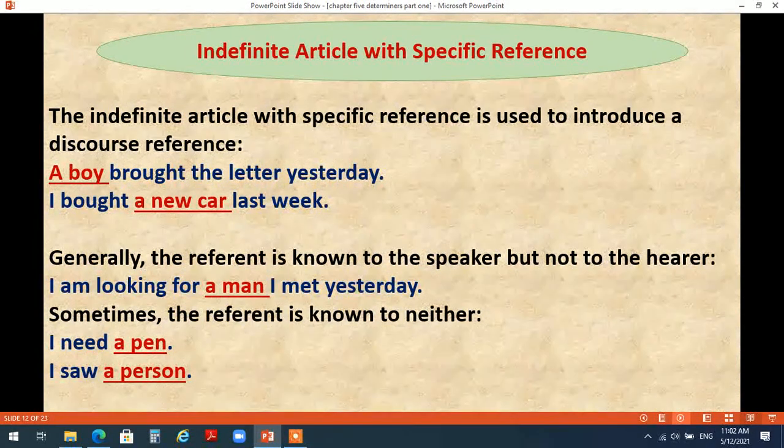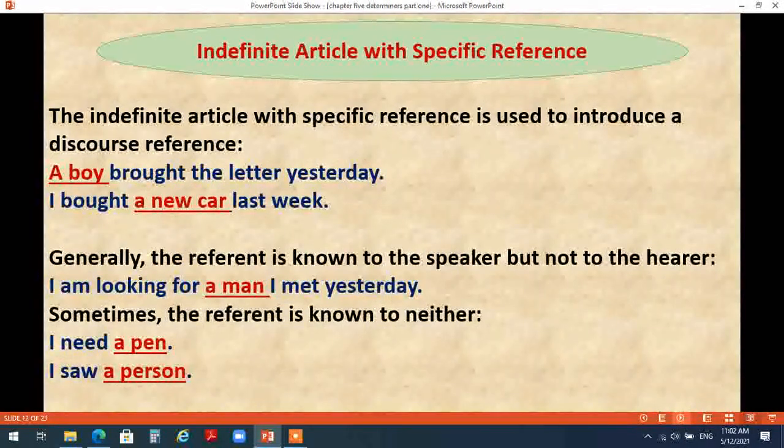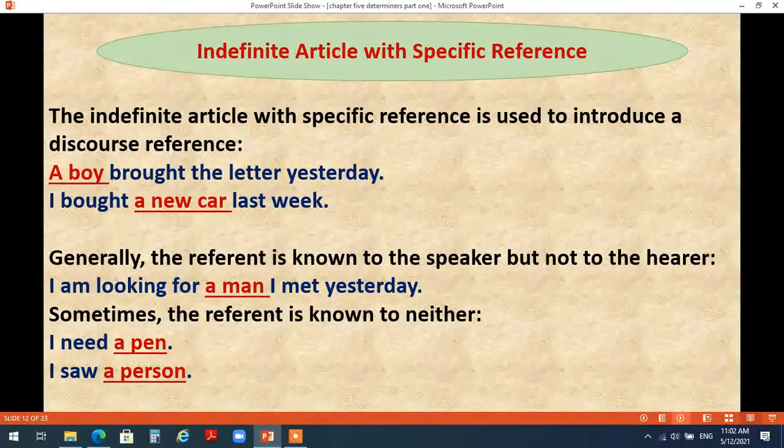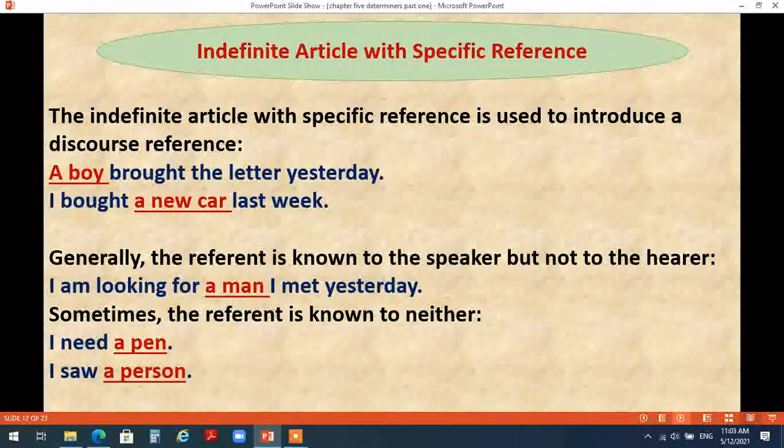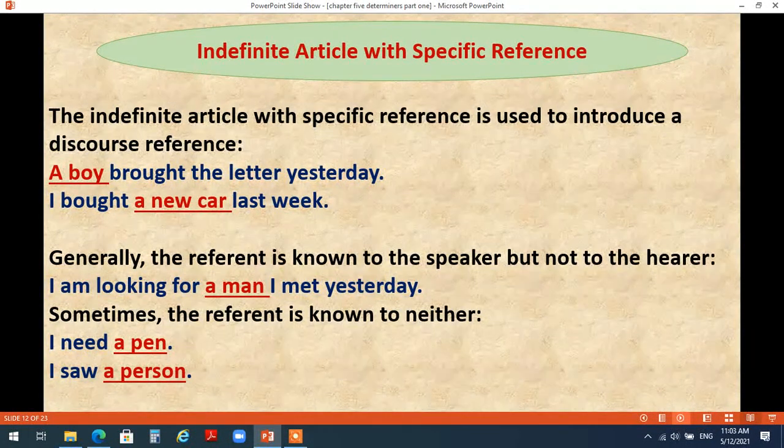Sometimes the referent is known to neither. أحيانا الشخص مثلا أو الشيء الذي نشير إليه يكون غير معروفا لدى المتحدث وغير معروف أيضا لدى السامع، فأيضا في هذه الحالة نستخدم ال indefinite article a. For example, I need a pen. يعني I need any pen. ما حددت يا نوع pen أريده، لكن I need a pen, something specific.